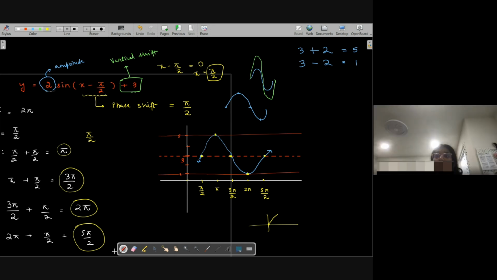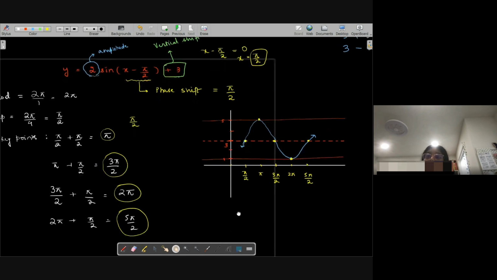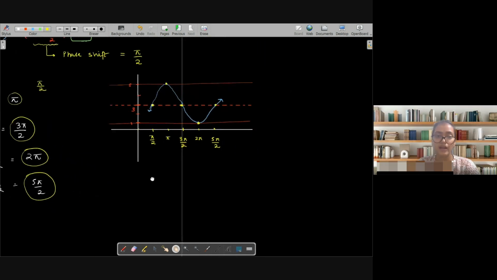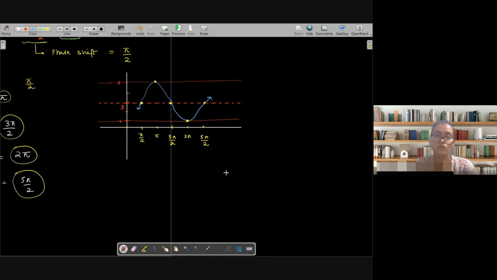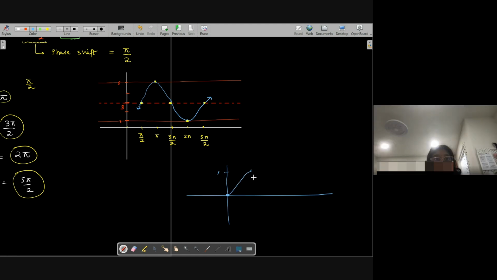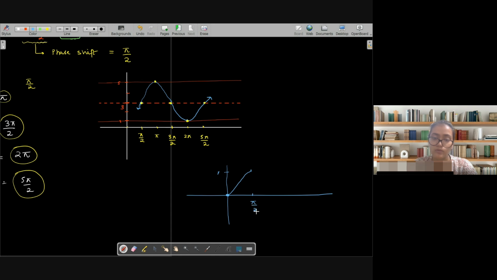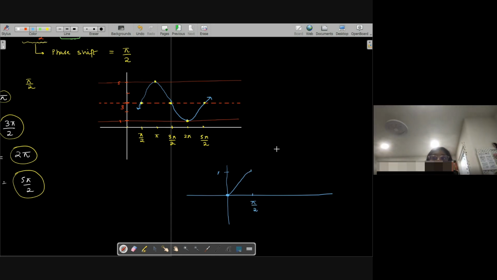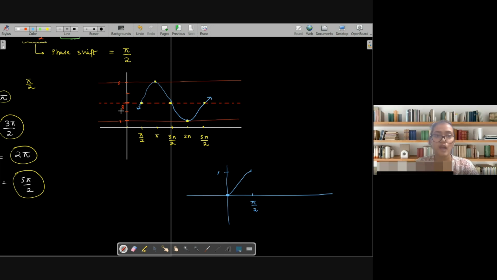Also, I have a question. Is it for sine that we start at the origin, or was it for cosine? It was for cosine, right? Only for sine, we start at the origin. The graph of sine starts from the origin, 0 comma 0, and goes up to 1 at pi by 2. But in this case, we are not starting from the origin because of the phase shift.